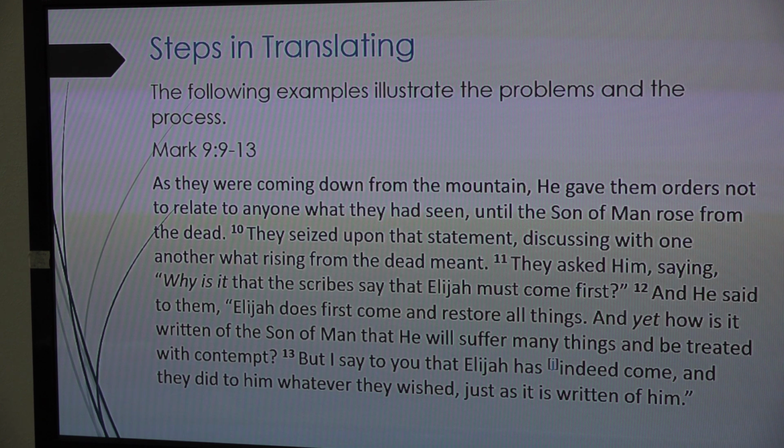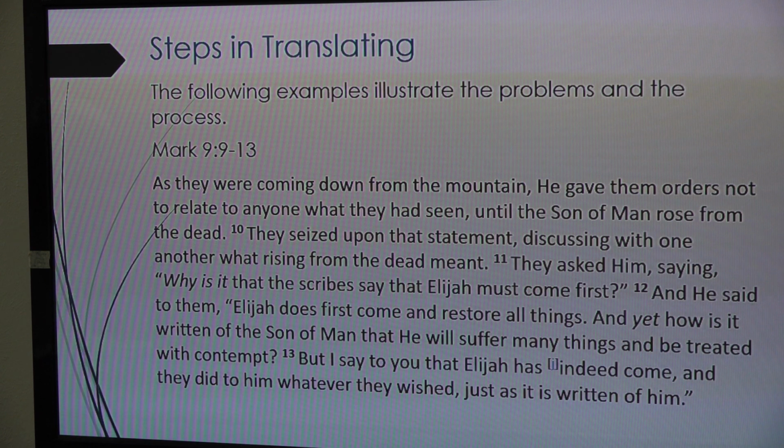Then they asked him, "Why is it that the scribes say Elijah must come first?" And he said to them, "Elijah does come first and restore all things. And yet, how is it written of the Son of Man that he will suffer many things and be treated with contempt? But I say to you, Elijah has indeed come, and they did to him whatever they wished, just as it was written of him."